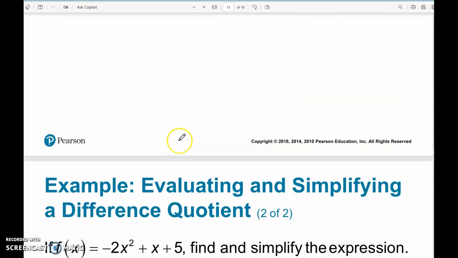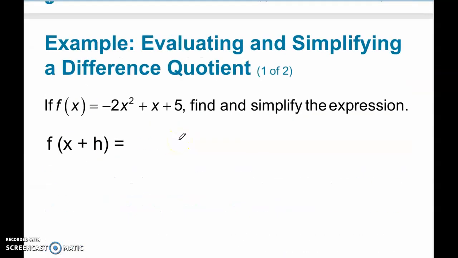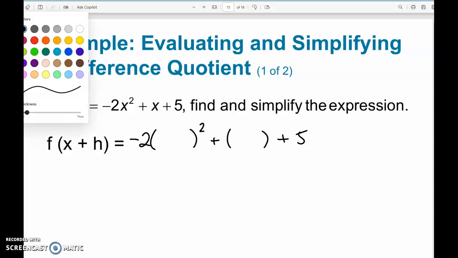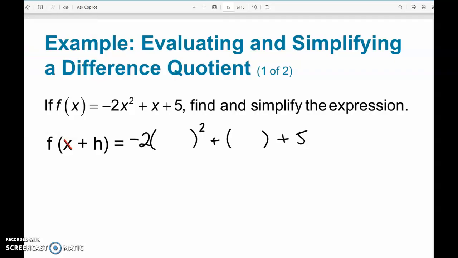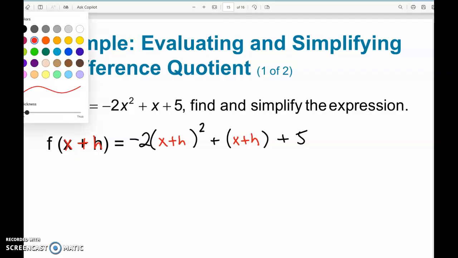So let's do that part first. So I'm going to rewrite this. I'm leaving blank spaces for the x's because I'm going to evaluate the function at x plus h. Now, be very careful here.